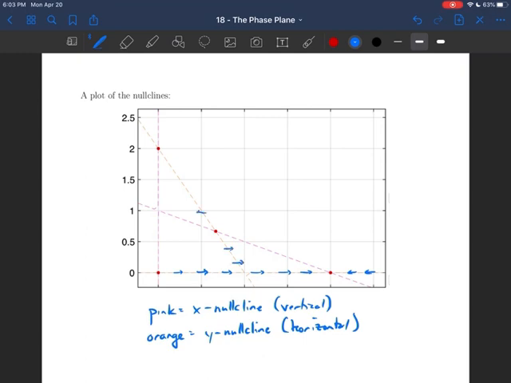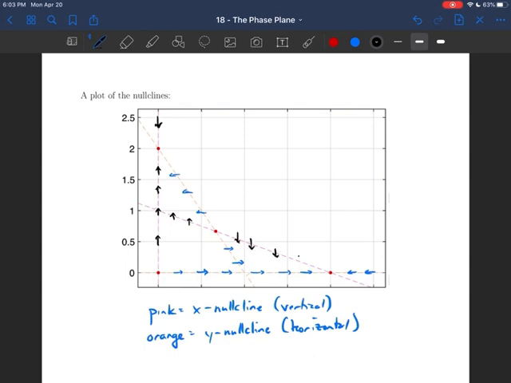The only way they can change direction is when they cross a null cline of the opposite type. So once that happens, then these start pointing in the other direction. And that continues as it goes around the corner here. These are pointing in this direction. These are pointing in this direction. Right? And then we can do the same thing with the pink null cline.